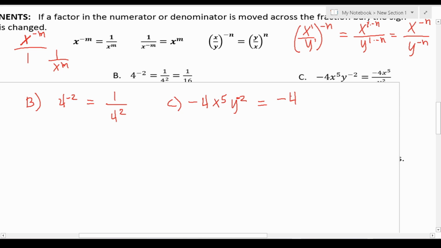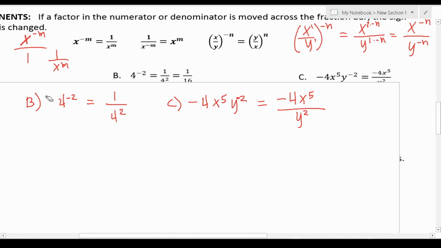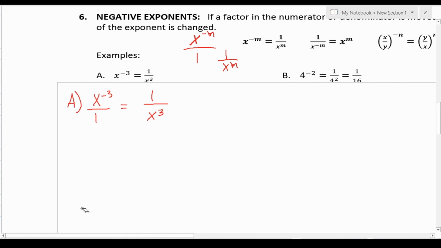So we're going to leave negative 4x to the fifth. There's nothing wrong with that. And then again, we can't leave this with a negative exponent. So that's going to prompt us to bring it across this fraction bar where it's now going to become just y squared. Okay, so that's all there is to dealing with these negative exponents. Again, if it's negative, bring it across the fraction bar, it will become positive.